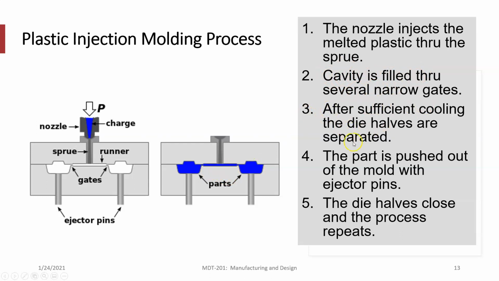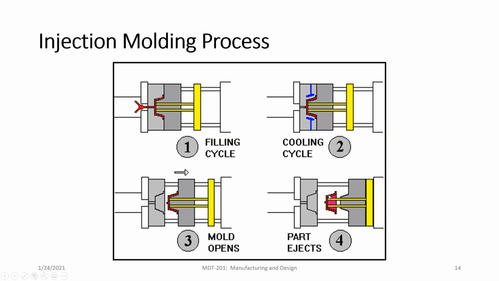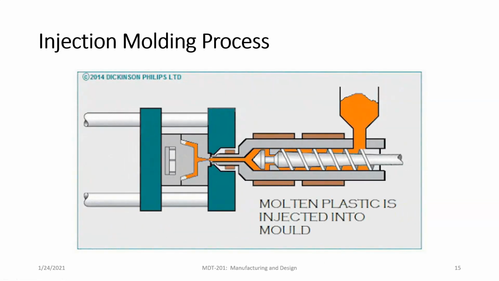After sufficient cooling, the die halves are separated. So these die halves, the upper and lower, they're not called cope and drag now, but the upper and lower die halves are separated. The part is pushed out of the mold with ejector pins, and these are the ejector pins right here on the left and right hand side. So they push the part out. The die halves then close, and the process repeats. So 1, we fill it. 2, we allow it to cool slightly, right? 3, the mold opens. 4, the ejector pins push the part out and the part falls down into the bin. Here's an animation of that.